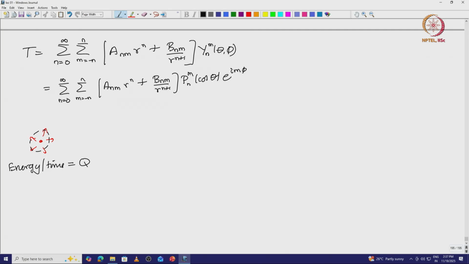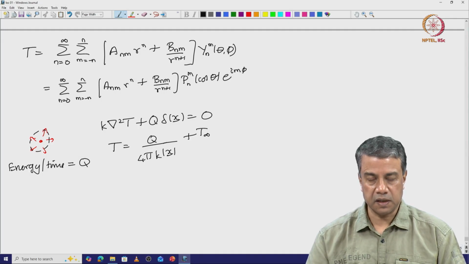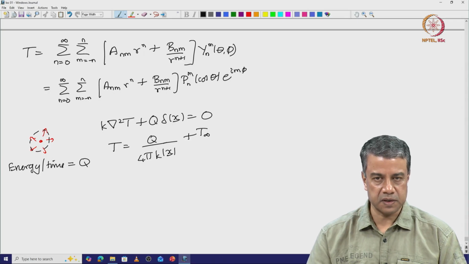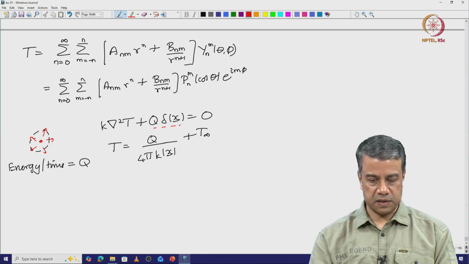The conservation equation for this case turns out to be K del squared T plus Q delta of x is equal to 0. The temperature field is equal to Q by 4 pi K into modulus x plus T infinity, where T infinity is the temperature far away. This solution we had got both by solving the heat conduction equation outside of a sphere of constant temperature, as well as for a point source with a delta function as the inhomogeneous term.